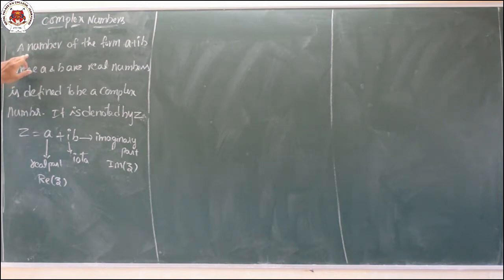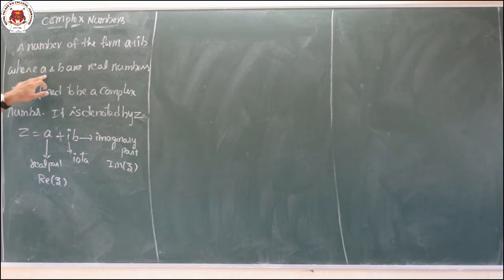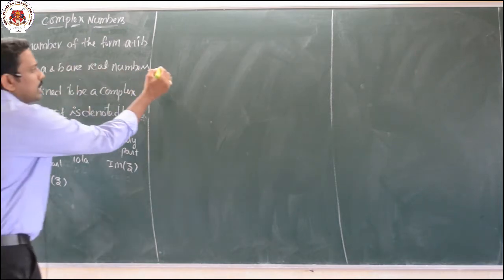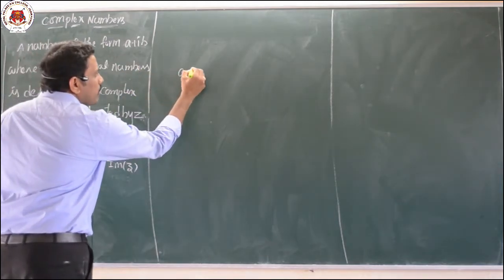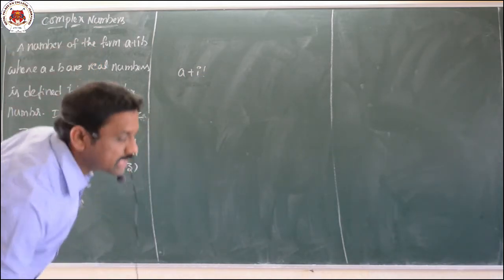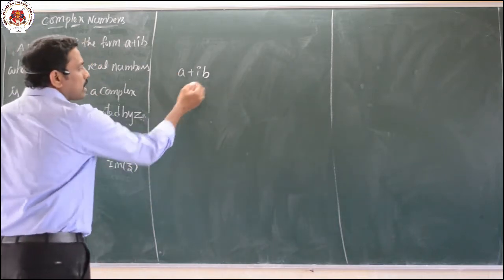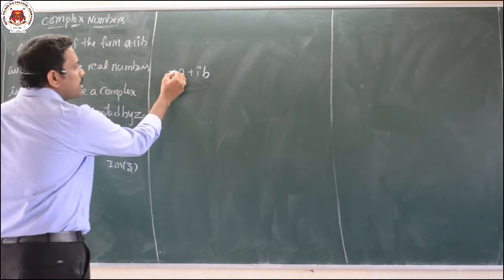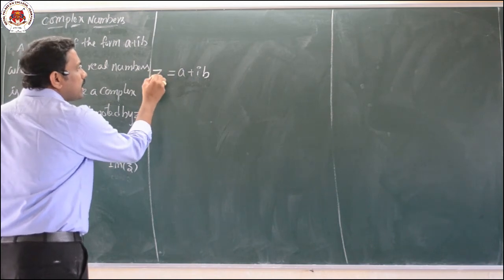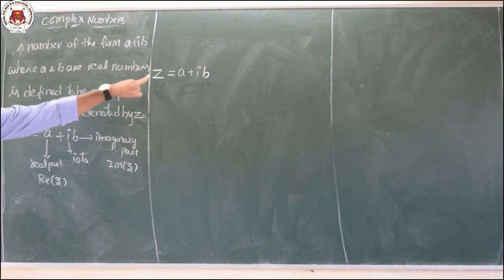A complex number means a number of the form a plus ib, where a and b are real numbers, is defined to be a complex number. So a complex number is a number in the form of a plus ib. If it is in this form, then it is called a complex number. This complex number is denoted by the letter Z.